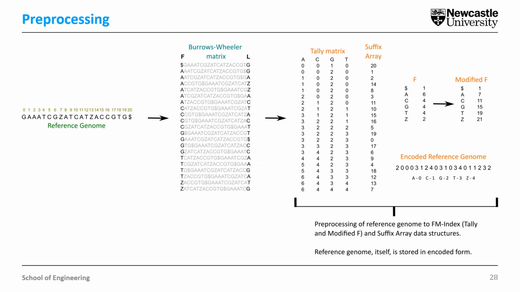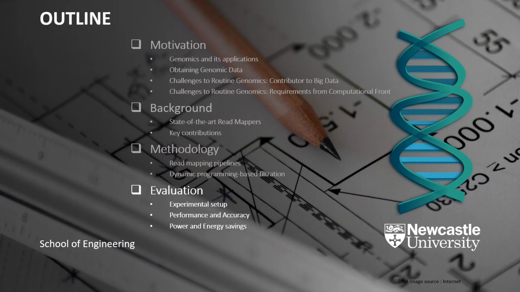Here we demonstrate how we do pre-processing. We take the reference genome, we apply the Burrows-Wheeler transform, and we obtain different matrices like the tally matrix, suffix array, and F matrix, and we encode the reference genome as shown over here. The FM index data structure is a very well-known technique, and anybody interested in that can find sufficient materials online to understand it. We will now move forward and present our results.